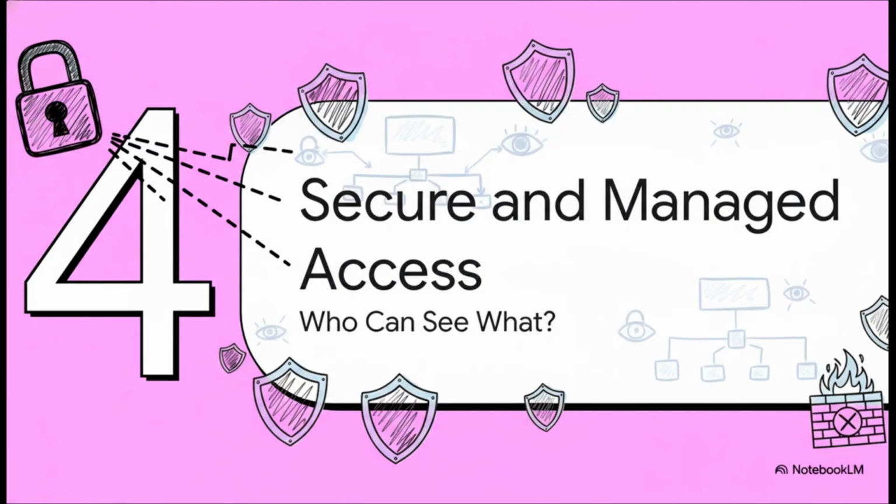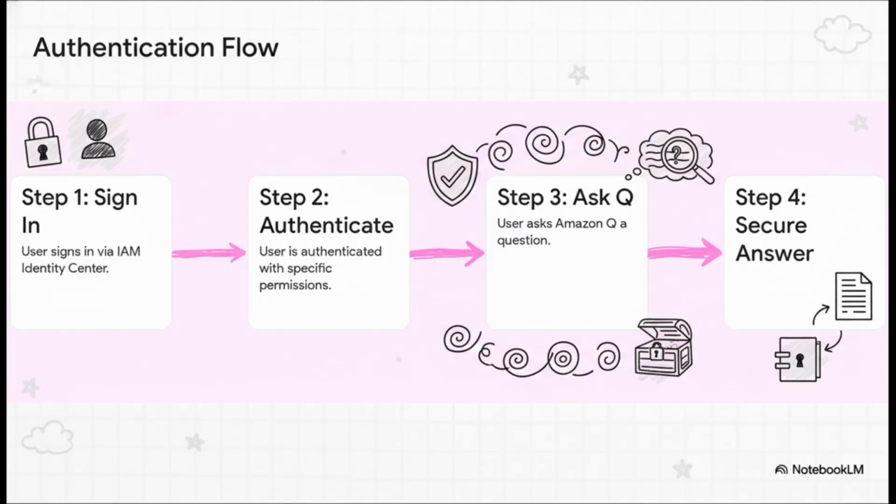Okay, I know what you might be thinking. Hooking up an AI to all of our sensitive company data sounds a little scary, right? So let's talk about maybe the most important piece of this whole puzzle for any business, security. How does Q make sure the right people see the right things and nothing more? It all comes down to respecting the permissions you already have in place. It's a really simple, elegant process.